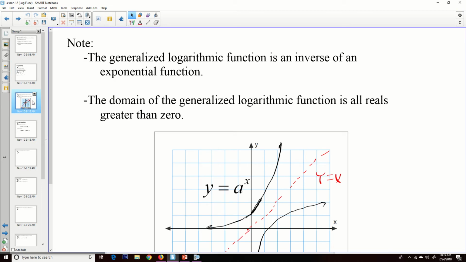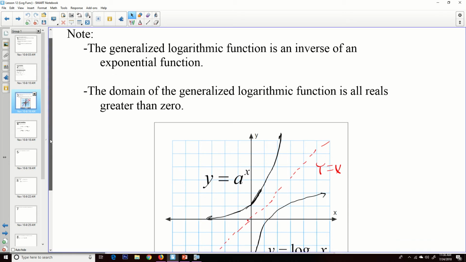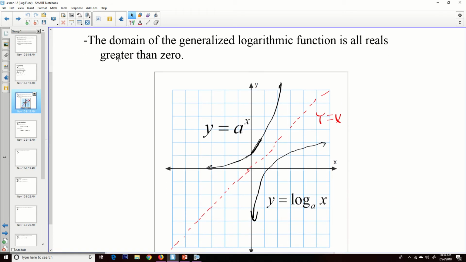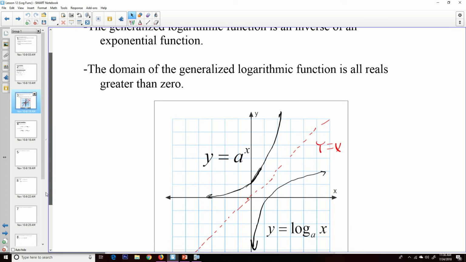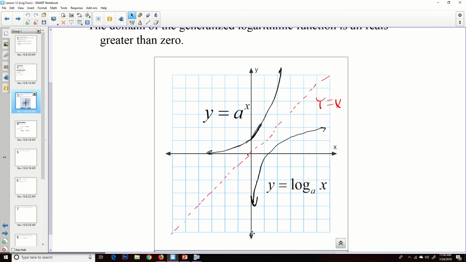There we go. Okay, so the generalized logarithmic function is an inverse of an exponential function. The domain of the generalized logarithmic function is all reals greater than 0, which I guess would make sense since I said it's an inverse. And therefore, since the range of the exponential is all real numbers greater than 0, when you flip your x and y to get the inverse, the domain of the logarithm would be all real numbers greater than 0.